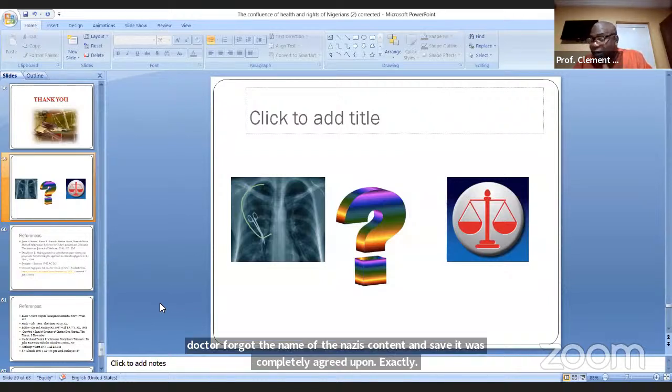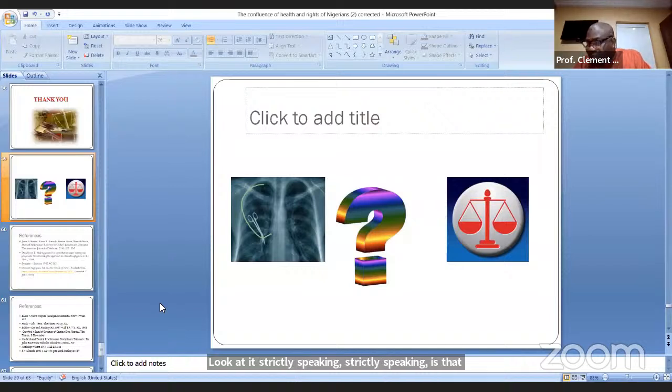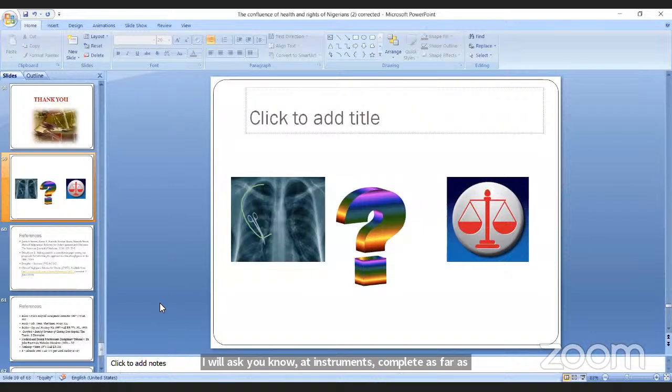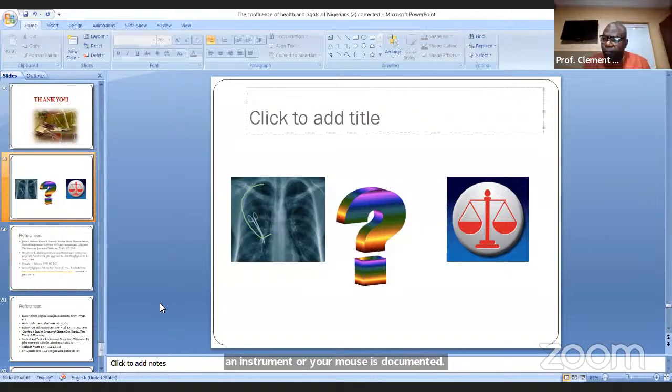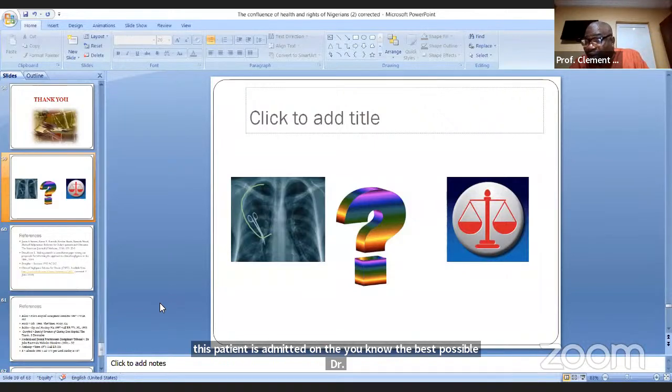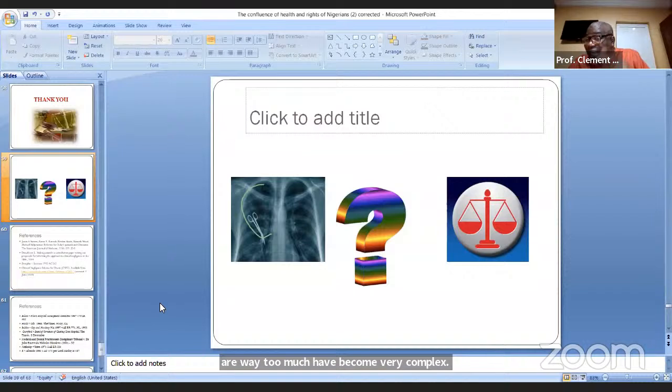Strictly speaking, it is the nurse who should be punished. Before I close the abdomen, I will ask the nurse, are the instruments complete, swabs and instruments? And she announces, it's documented, gauze and instruments complete, and I close the abdomen. But this patient is admitted under you, the surgeon. You are the responsible doctor. That's where the matter has become very complex. My personal opinion is that the nurse should be punished, but the law doesn't see it that way.